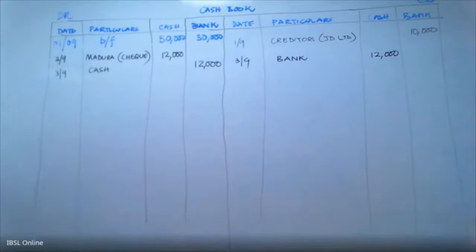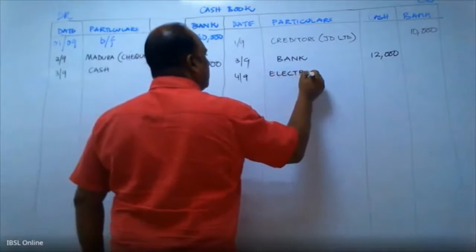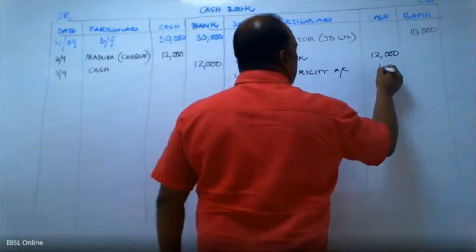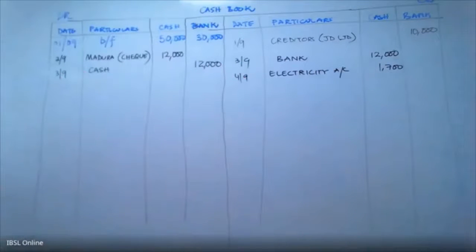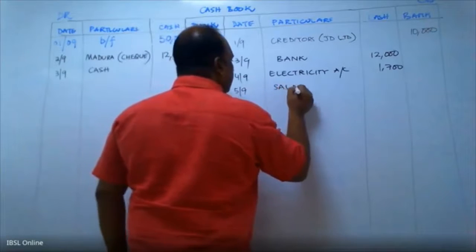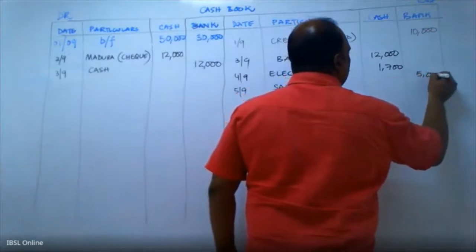So on 4th of September, you will debit your electricity and credit cash for 1,700. Next transaction, 5th of September, 5,000 paid by check for salaries. So very straightforward. 5,000, salaries, and you have paid out using a check.